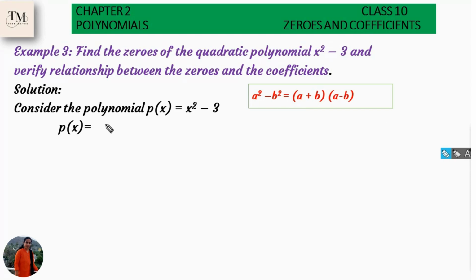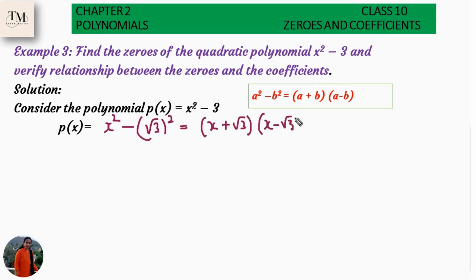So x square minus 3, here 3 can be written as root 3 whole square. So this is of the form a square minus b square. So we can write a plus b, that is x plus root 3, into a minus b. So a minus b means x minus root 3.